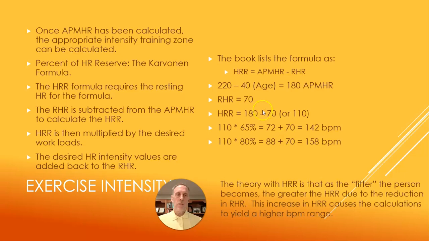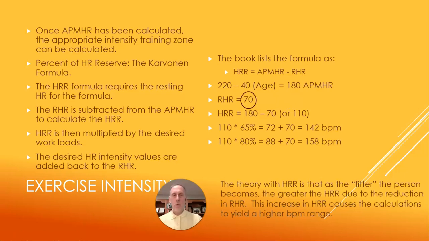But what you end up having is the formula: heart rate reserve is age predicted maximal heart rate minus resting heart rate. So 220 minus 40 gives us our age predicted maximal heart rate of 180. The resting heart rate is 70 beats per minute taken in the morning, right when they get up. And that gives us a heart rate reserve of 110. So we multiply our 110 by 65%, 80%, that gives us our 72 and 88. And you add back in the resting heart rate that you see here.